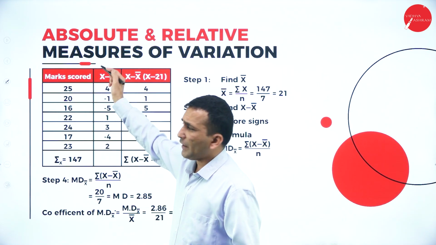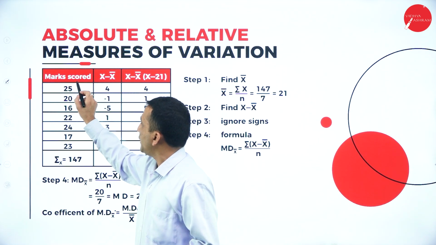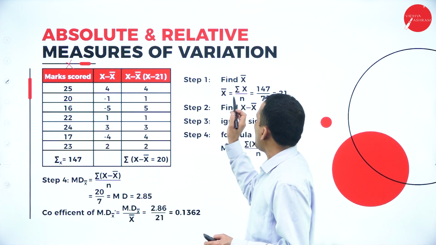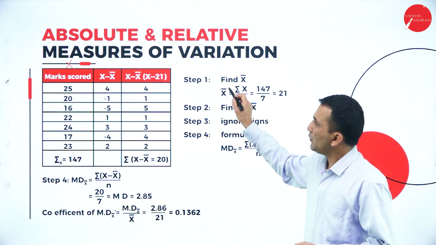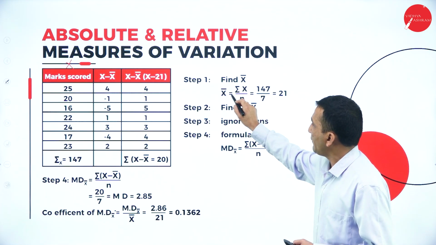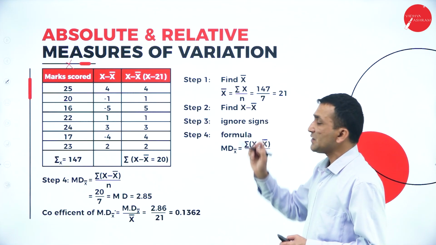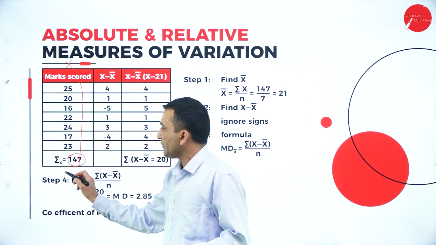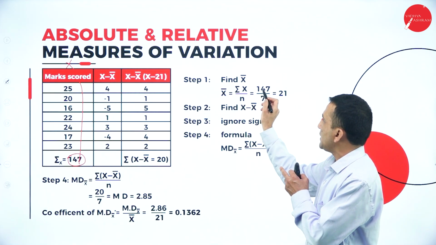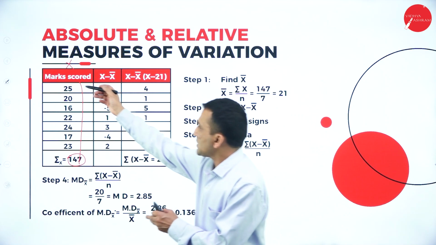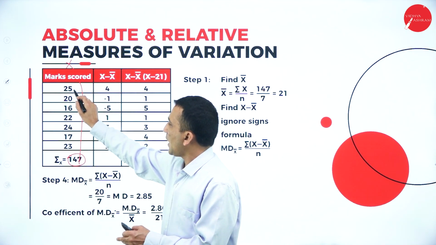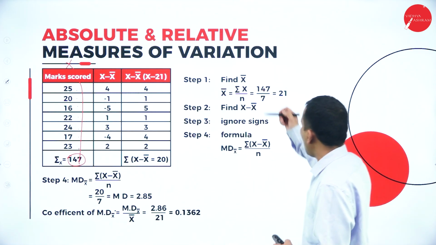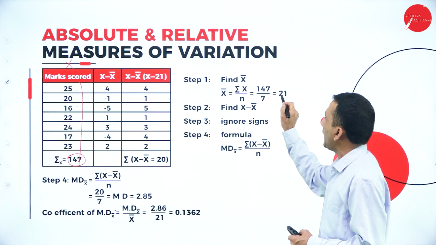In the question, whatever marks are given, we need to assume as the X series. So according to the formula, how are we finding x bar? Just for your understanding, I have written the x bar formula, sigma x divided by n. Taking the X series total together, we are getting 147. So sigma x equals 147. In this case, how many numbers are given? The observations: 1, 2, 3, 4, 5, 6, 7 items. So divided by n, 7. If you simplify, you are getting 21.